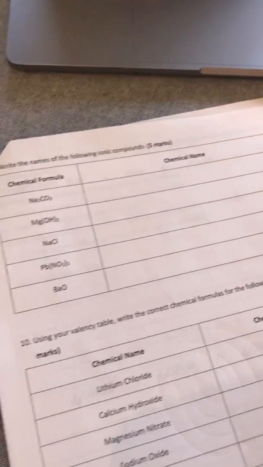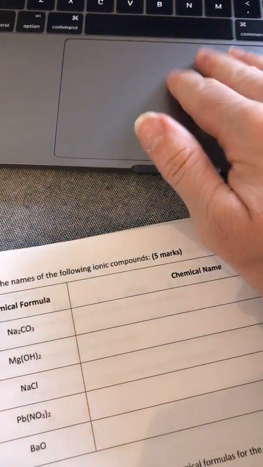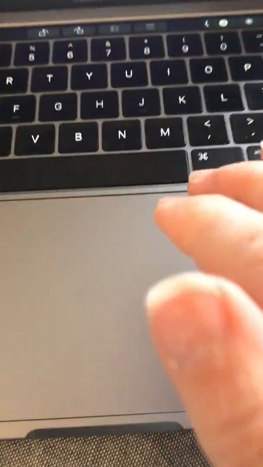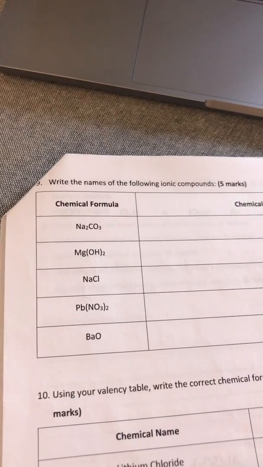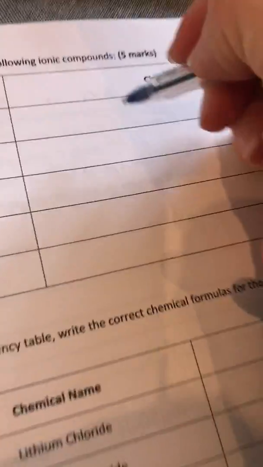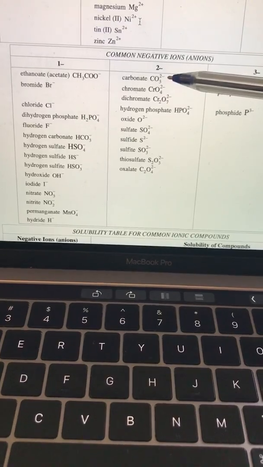Okay, all you had to do for your chemical names is use your valency table, which I'll pull up now. So, valency table. For example, you've got Na2CO3. You know that Na is sodium, so you'd write that part first. And then CO3, if you look here, is carbonate.